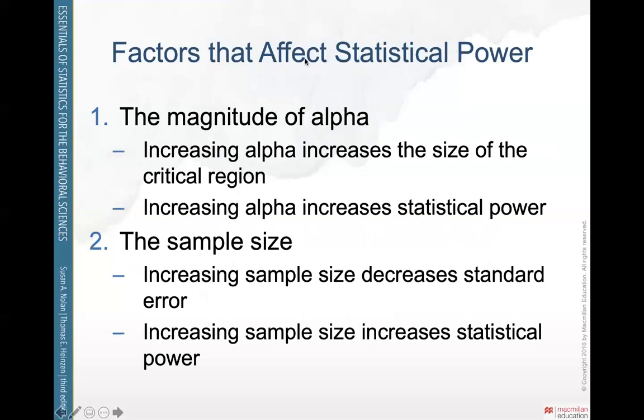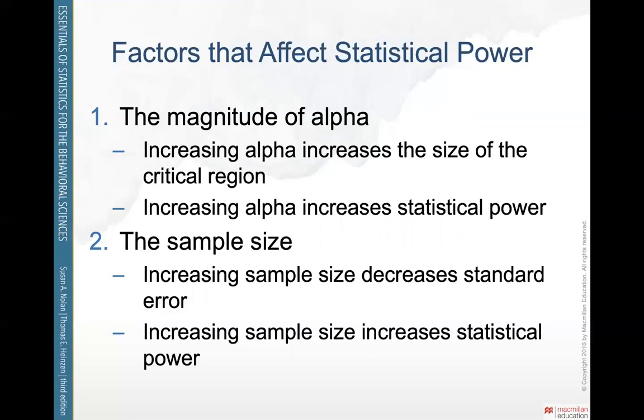So the factors that affect statistical power, the book talks about 5 of these. I'm only going to talk about 2, because they're arguably the most important factors that affect statistical power. The magnitude of alpha is number 1. So remember, in psychology, the typical alpha is 5%, or alpha equals 0.05. What that means is alpha equals 5% means 5% of the area is in those tails.